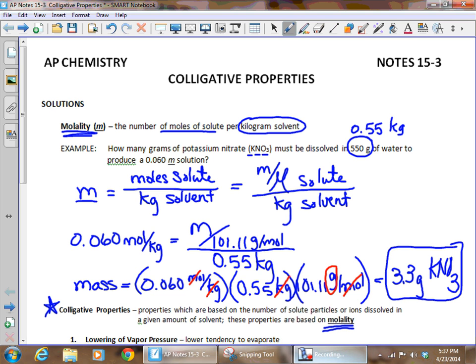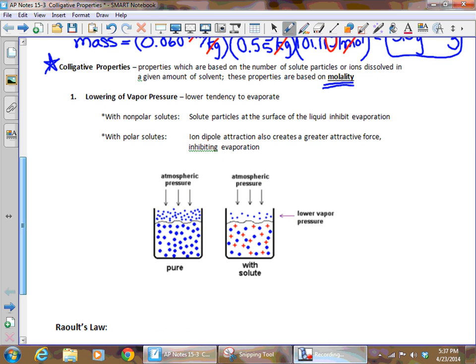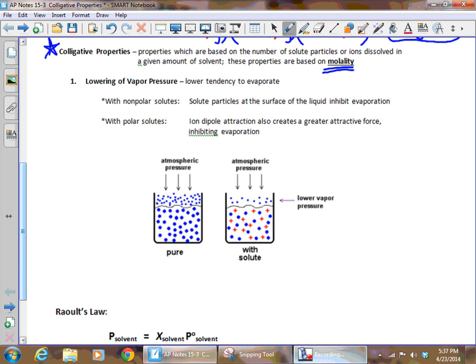So that's molality. And most of the time we'll be asked to find it, more simply just find molality, but we need to be able to manipulate that equation when it's necessary. So the first of the colligative properties we want to look at is the lowering of vapor pressure. Anytime that we put any kind of solute into a solvent, it's going to lower the tendency of that solvent to evaporate.